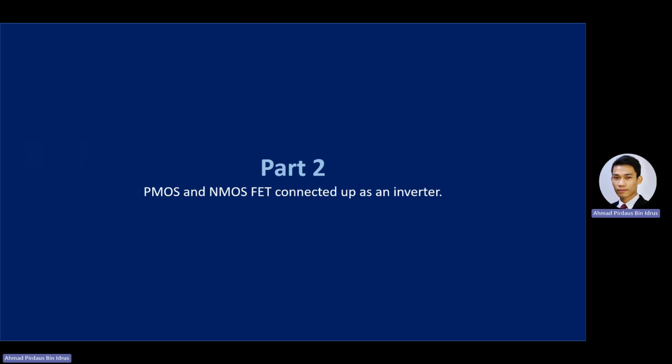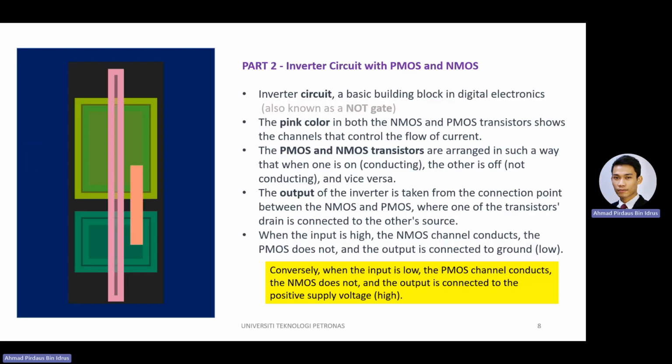Now, we've come to the part 2, that is the PMOS and NMOS FET connected up as an inverter. This is how it looks in the code that we've run after that in the Google Colab. So this inverter circuit is a basic building block in digital electronics, also known as a NOT gate. The pink color again here in both NMOS and PMOS transistors shows the channels that control the flow of current.